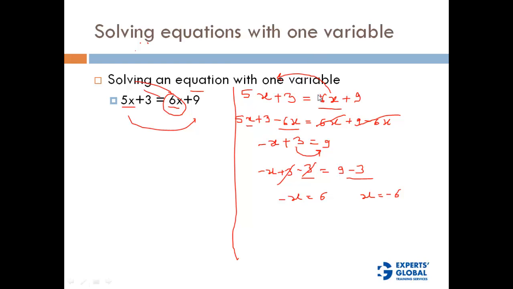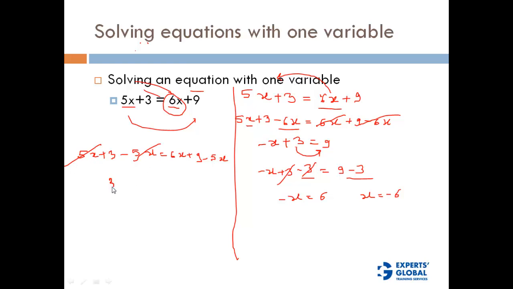Now let's see how did we start solving this. So we moved 6x from right hand side to left hand side. Now let's see if we move 5x from left hand side to right hand side, we'll get the same thing. So we are moving 5x from left hand side to right hand side. That means what we are doing is 5x plus 3 minus 5x is equal to 6x plus 9 minus 5x. So we are doing this operation of minus 5x. So minus 5x and plus 5x gets cancelled.